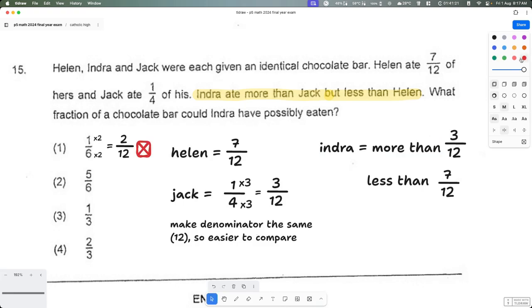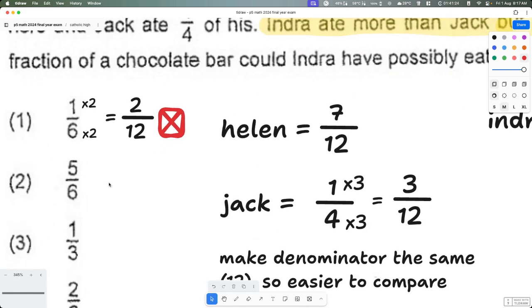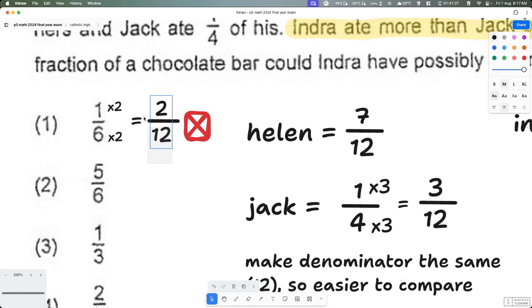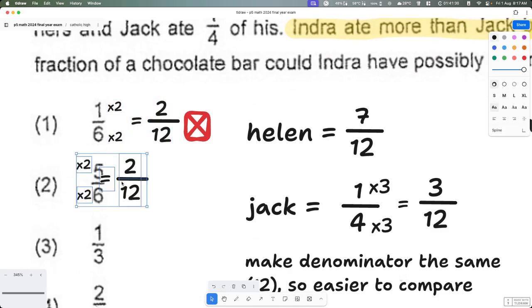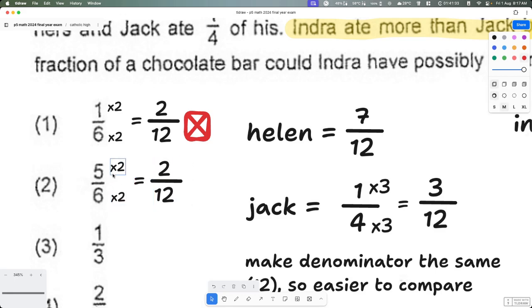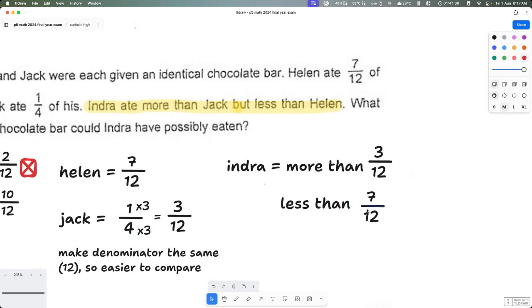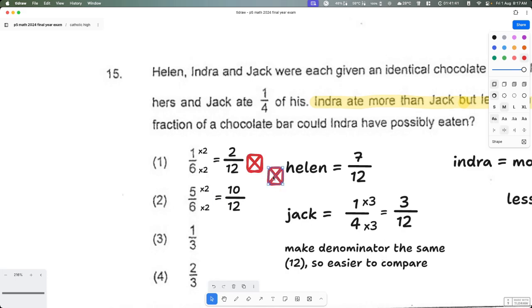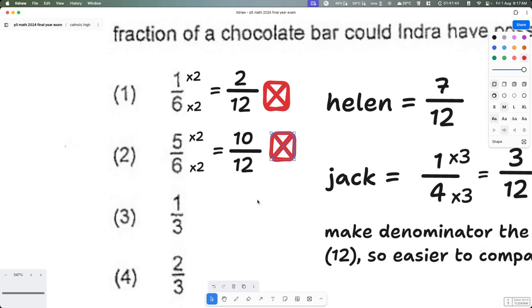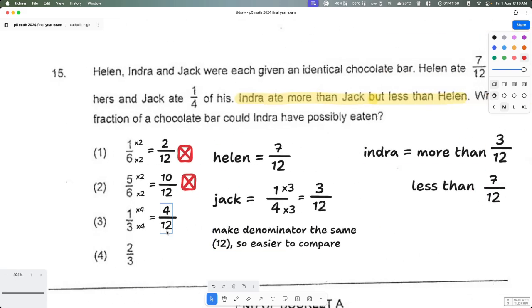Bam. Okay, great. Next one, 5/6. Same thing. We need to multiply this by 2. So I'm going to put it here, something like this. But the thing is, it is not 2 out of 12, it is 10 out of 12. However, it should be less than 7 out of 12. So this is also wrong. What about this one over here? 1 out of 3, we multiply by 4, same thing with this, multiply by 4. So the answer to this is 4 out of 12. Is 4 out of 12 more than 3 and less than 7 out of 12? Yes, it is. So this is correct.